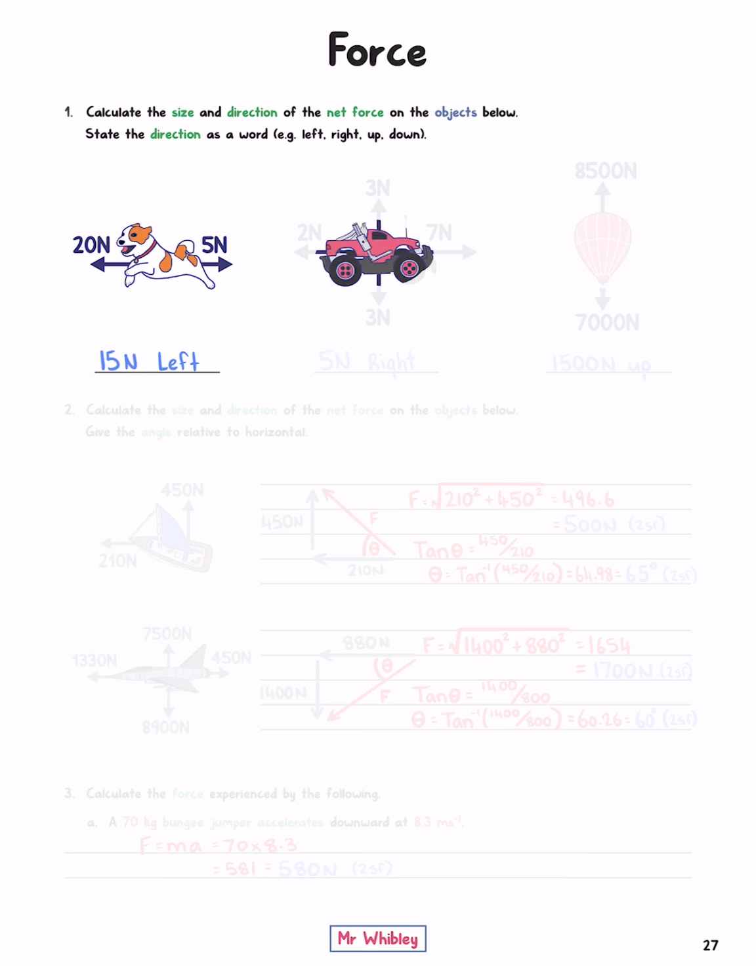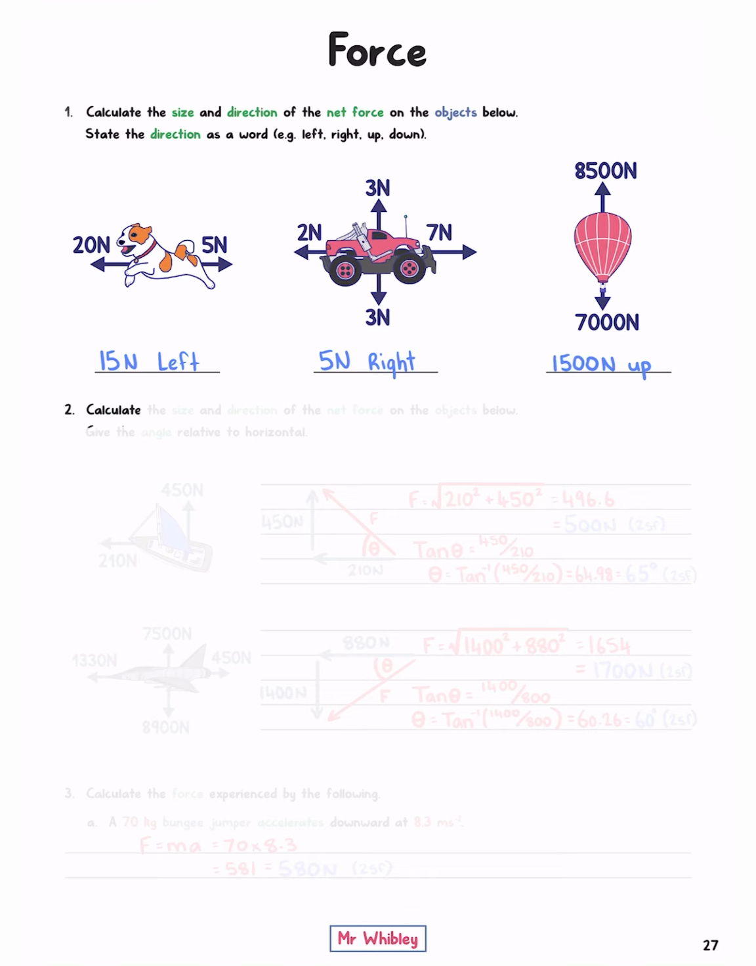We have a remote controlled car with an upwards and downwards force of 3 newtons. These forces balance, so they don't contribute to the net force. We also have a force of 7 newtons to the right and 2 newtons to the left. 7 is bigger than 2, so our force is toward the right, and 7 minus 2 is 5 newtons. We have a hot air balloon with a force of 8,500 newtons upwards and 7,000 newtons downwards. 8,500 is larger than 7,000, so our net force is upwards, and 8,500 minus 7,000 is 1,500 newtons.